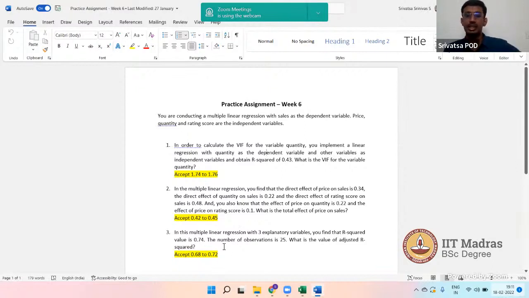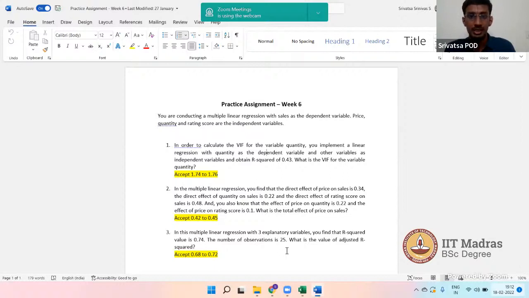Now, the final question is to find the adjusted value of R squared. Adjusted R squared holds significance in multiple linear regression because if you simply keep adding explanatory variables, your R squared might keep increasing, but it does not truly reflect the quality of the model. Adjusted R squared accounts for this factor. In this question, you are conducting a multiple linear regression with 3 explanatory variables, and the R squared is 0.74 and the number of observations is 25. The question is to find the adjusted value of R squared.